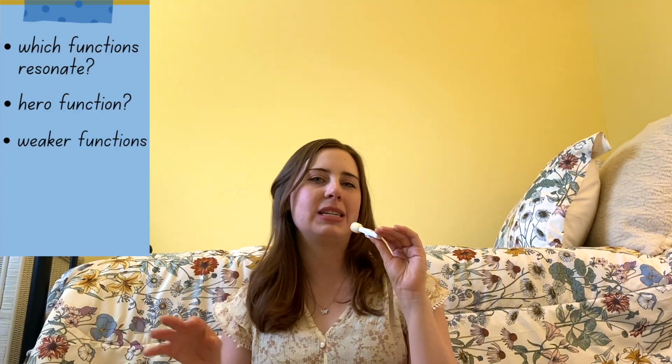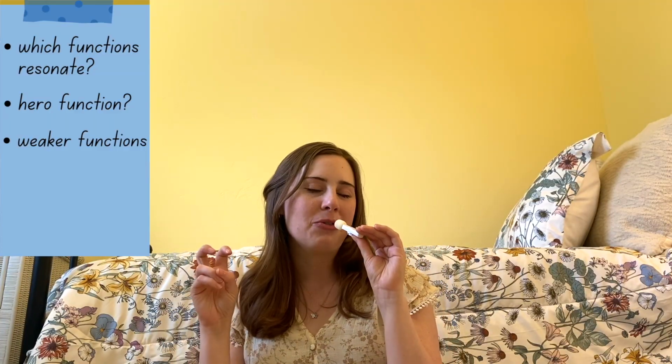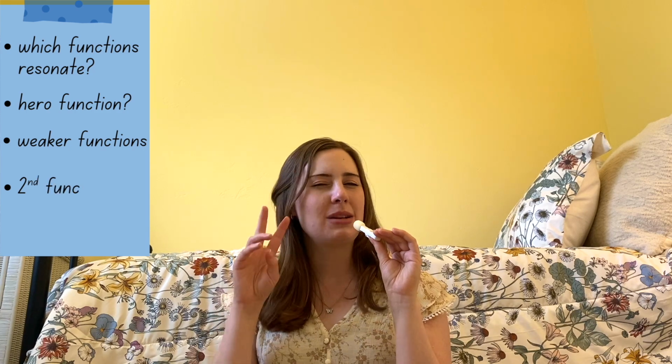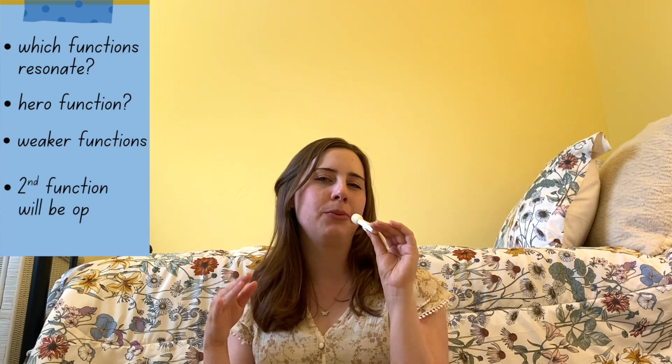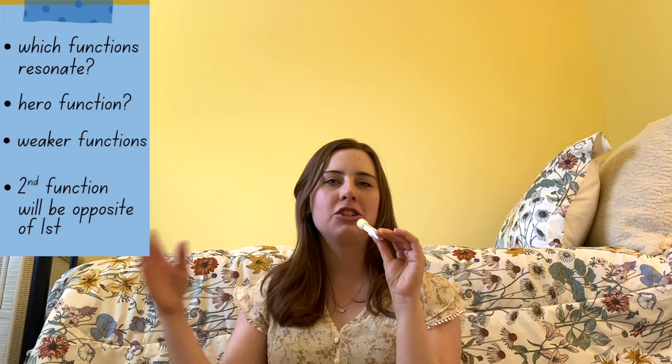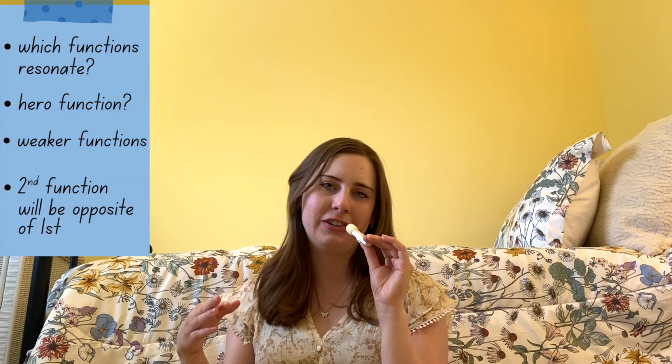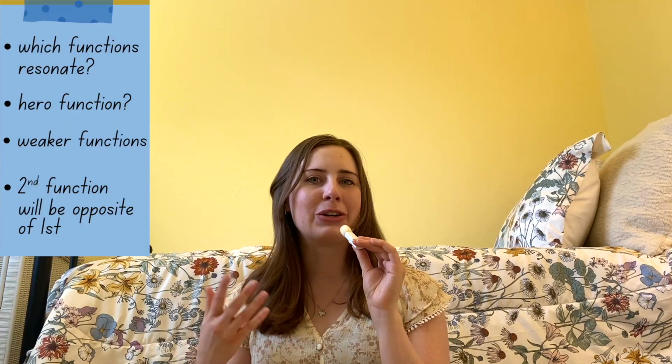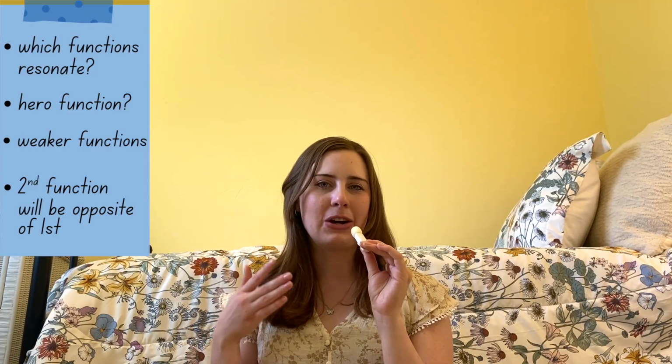And one thing to note is that your second function, the spouse, the growth function, is going to be the opposite of your first, in that it will be extroverted if your main function is introverted, or introverted if your main function is extroverted. And that is why it's called a growth function, because you really have to go against the grain of your personality to tap into it.